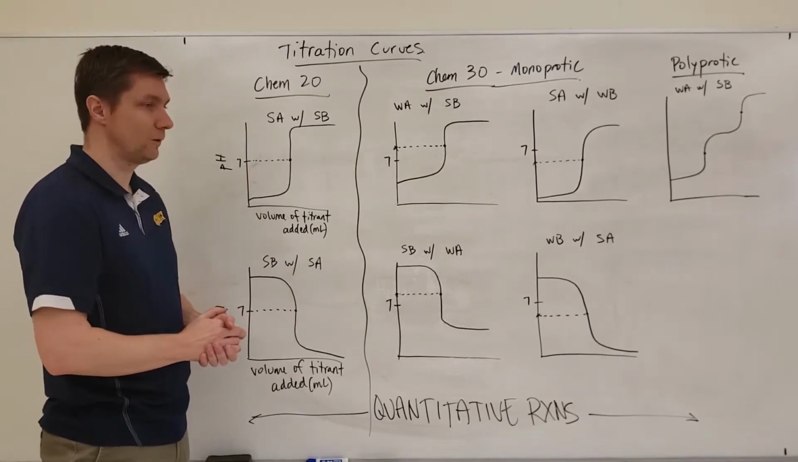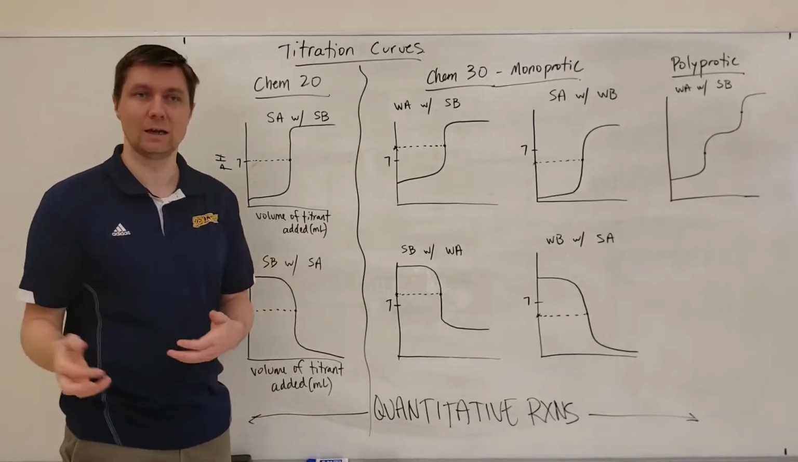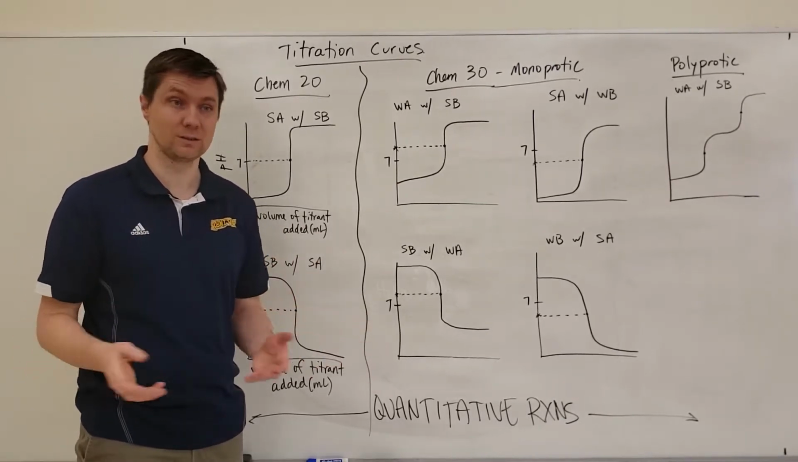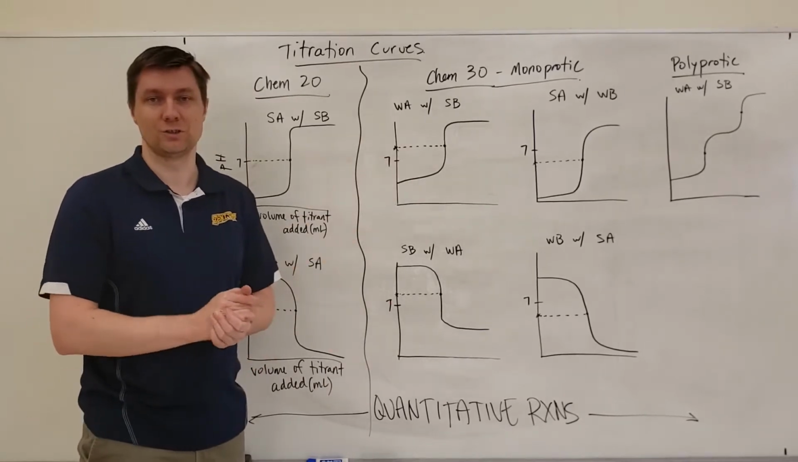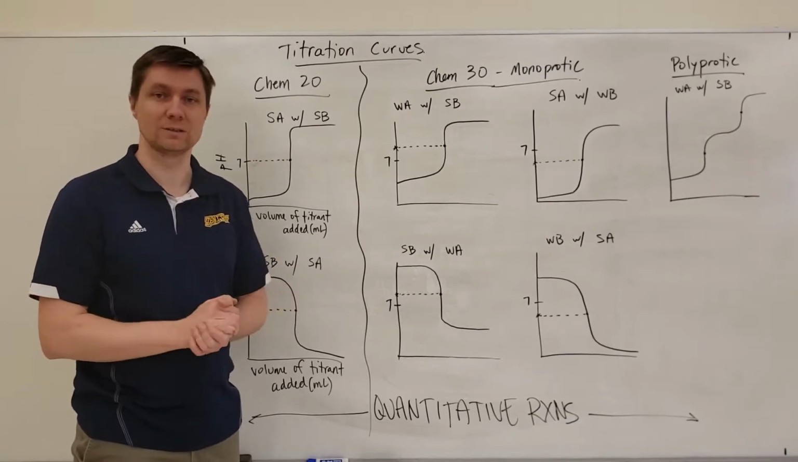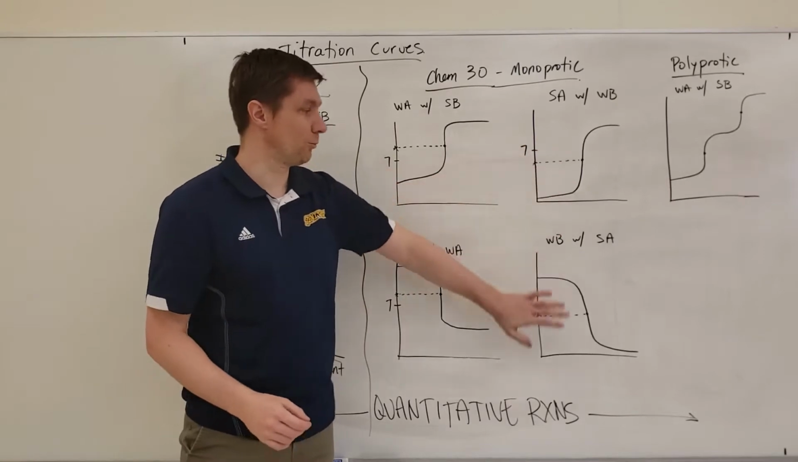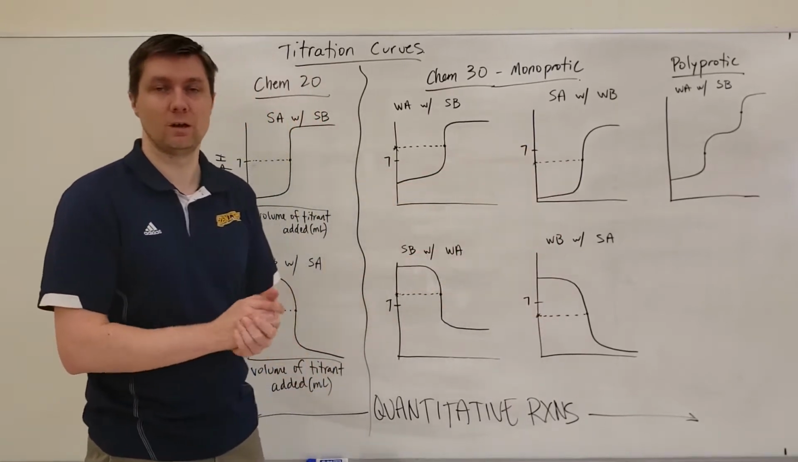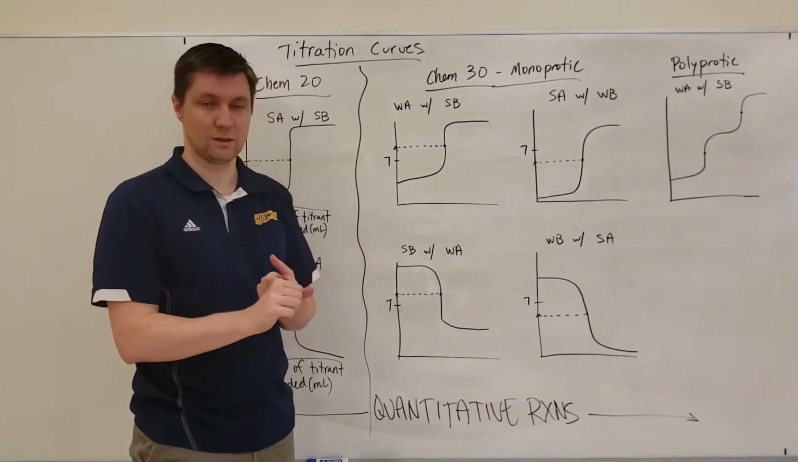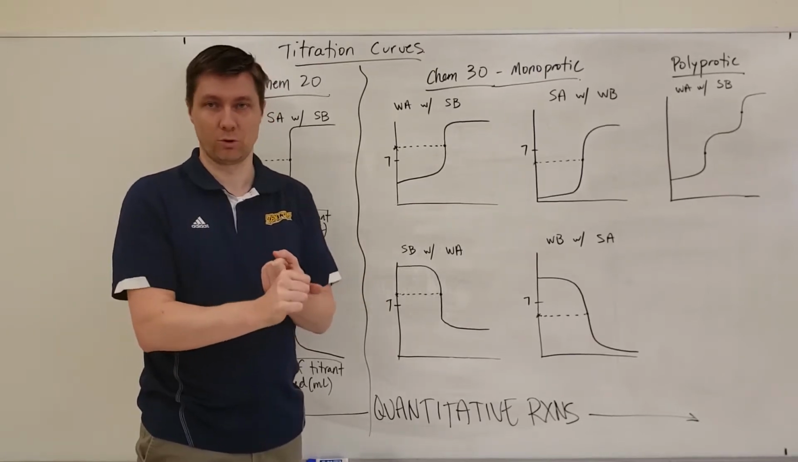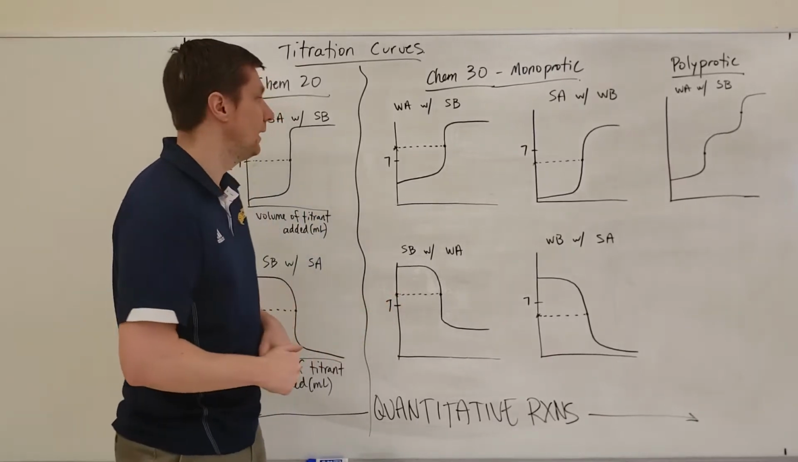But now that we've learned a lot more about equilibriums and about weak acids and how much they ionize and equilibrium constants and stuff like that, we can now introduce titrations that involve weak acids and weak bases. So these are the four monoprotic types of titration curves that you need to know. Monoprotic meaning that it's a substance that can only donate one proton if it's an acid, or only accept one proton if it's a base.